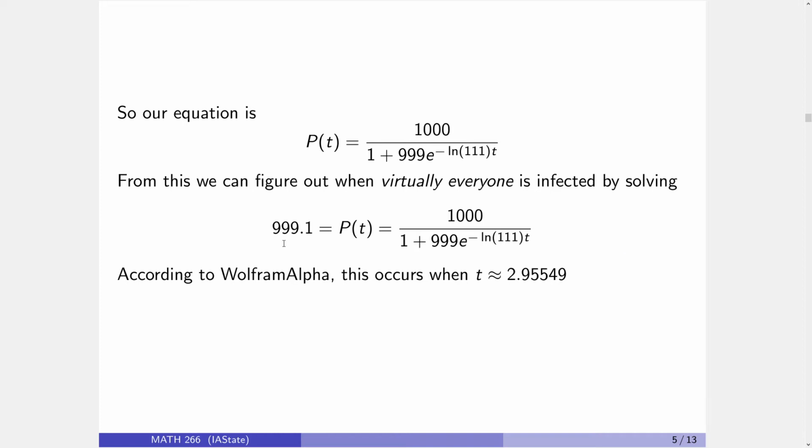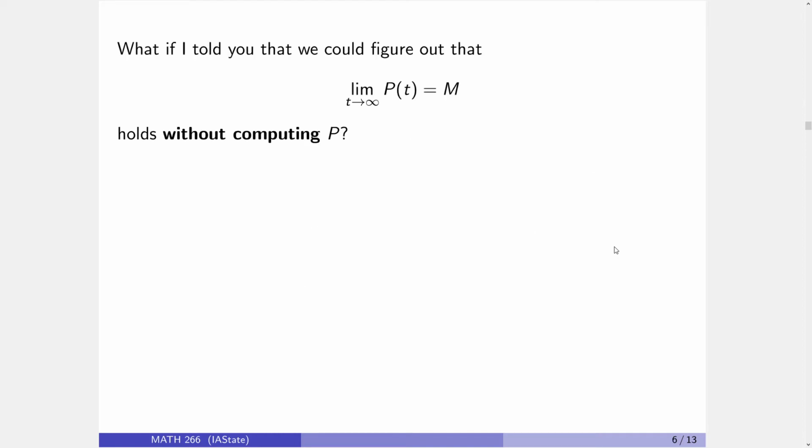Virtually, because again, this will give you a number, but it's not going to ever give us 1,000. So it's possible maybe that one person survives forever, never actually getting infected, but we can call it virtually everyone. Okay, cool. All right.